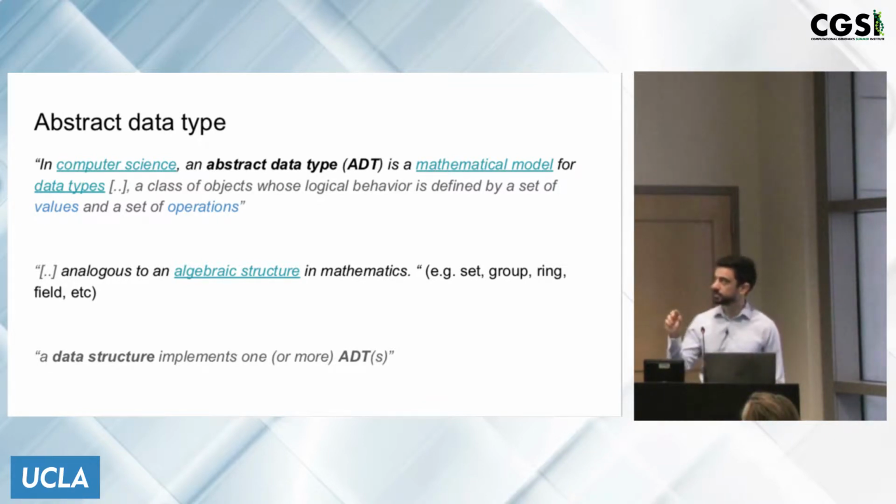Okay. The next sentence is a little bit more informative. It's a class of objects whose behavior is defined by a set of values and a set of operations. And I put emphasis on operations because I'll use this term in the context of data structures. And essentially, an abstract data type is an abstract data structure, if you want to think this way. And it's analogous in mathematics to algebraic structures, such as, well, set, group, rings, fields. So when you define a group, you don't define on what it is on.